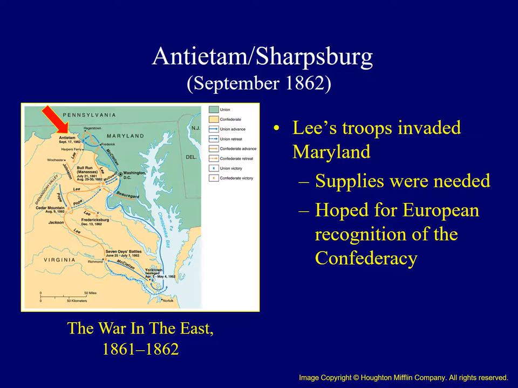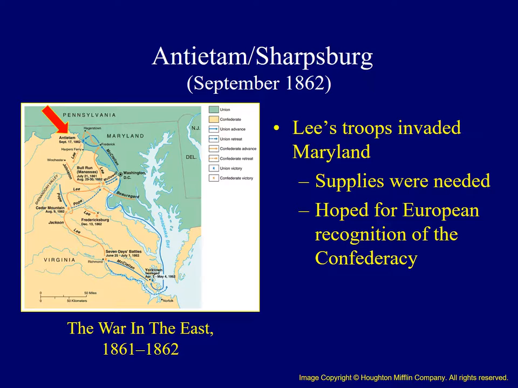Back in the Eastern Theater, Confederate General Robert E. Lee was on the offensive, and by late September, his troops had invaded Maryland. Lee hoped to gain much-needed supplies as crops were ready for harvest in western Maryland, and believed the Confederacy might receive recognition from European nations if they defeated Union troops on northern soil. The ensuing engagement at Antietam was even more deadly than Shiloh.